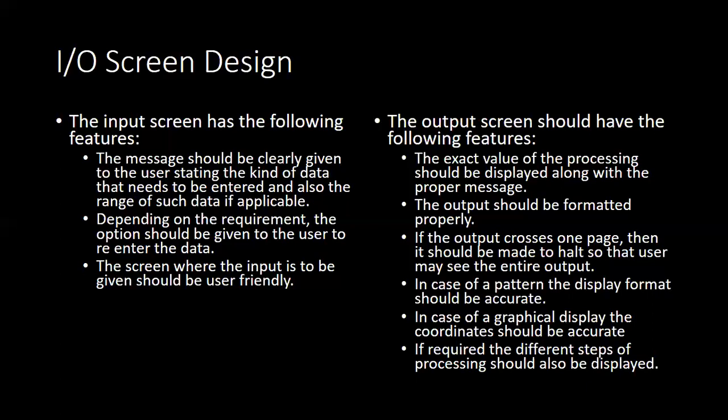If required, the different steps of processing should also be displayed. So what does this mean? The exact value of the processing means that the correct value should be shown with the proper message, so that the user can understand what has happened in the system.